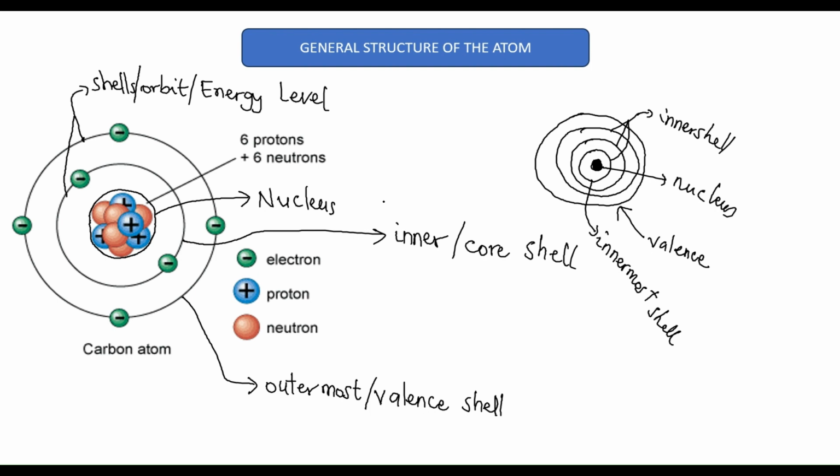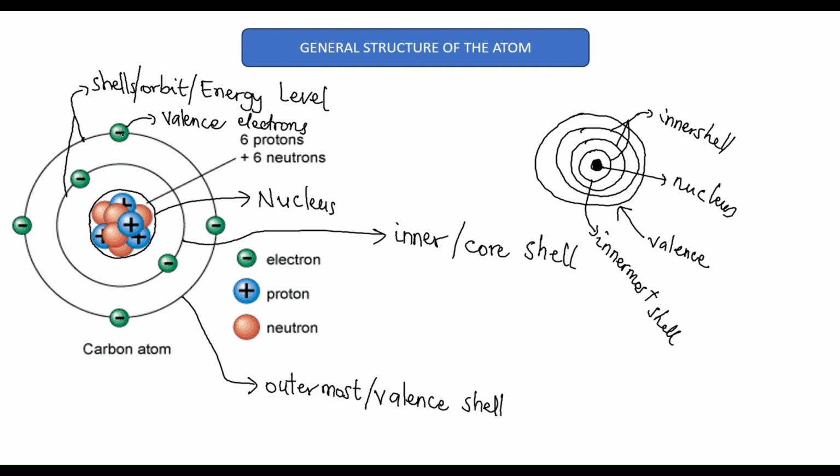Each shell has electrons, so electrons are located on the shells. These shells house or hold these electrons. The names based on the position of the electrons on these shells also follow. Those electrons that are found on the outermost shell, or on the valence shell, we call valence electrons.